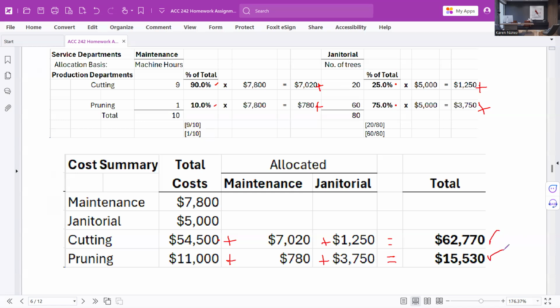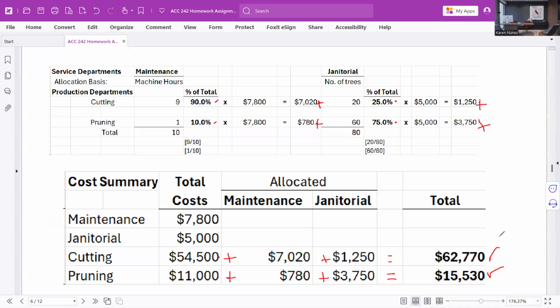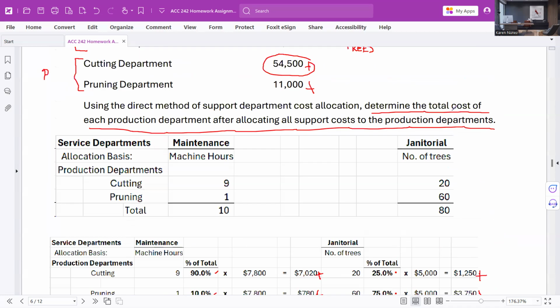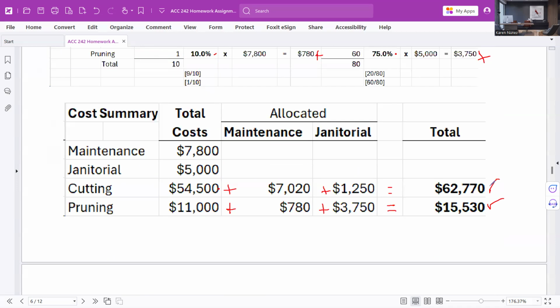We have a total cost for cutting. And technically that's really what this problem is asking for. It is asking for the total cost, right? The total cost of each production department after allocating all the support department costs. So we've done that now. That's exercise 19.3. So support department cost allocation using the direct method.